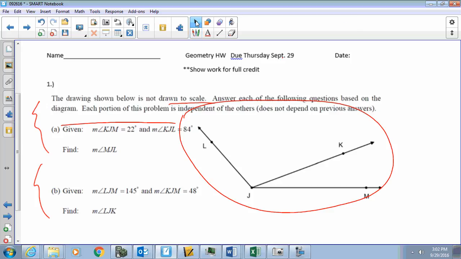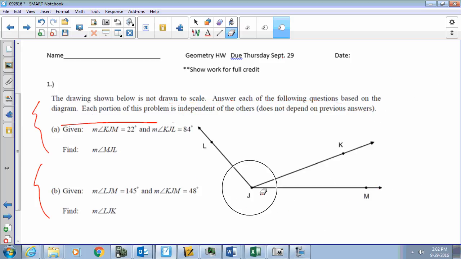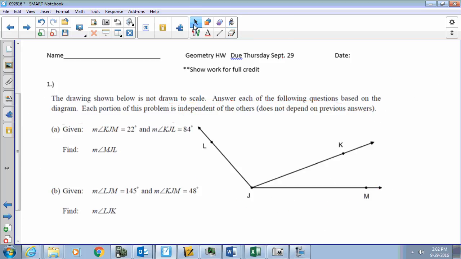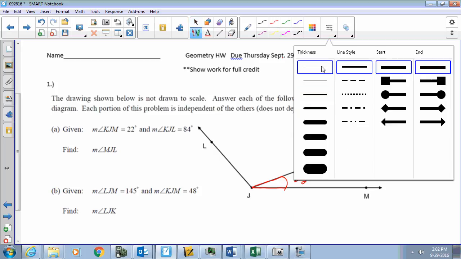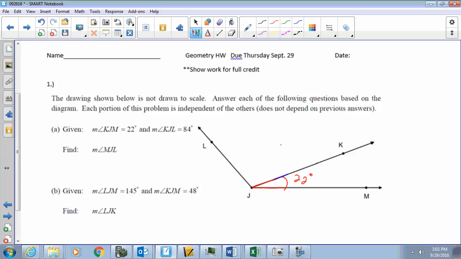Let's see. So let me erase this. All right, part A. So if you're given the KJM, so KJM is going to be this angle here. KJM is 22 degrees. And KJL, I'm going to color that something else. KJL is 84. Find MJL.